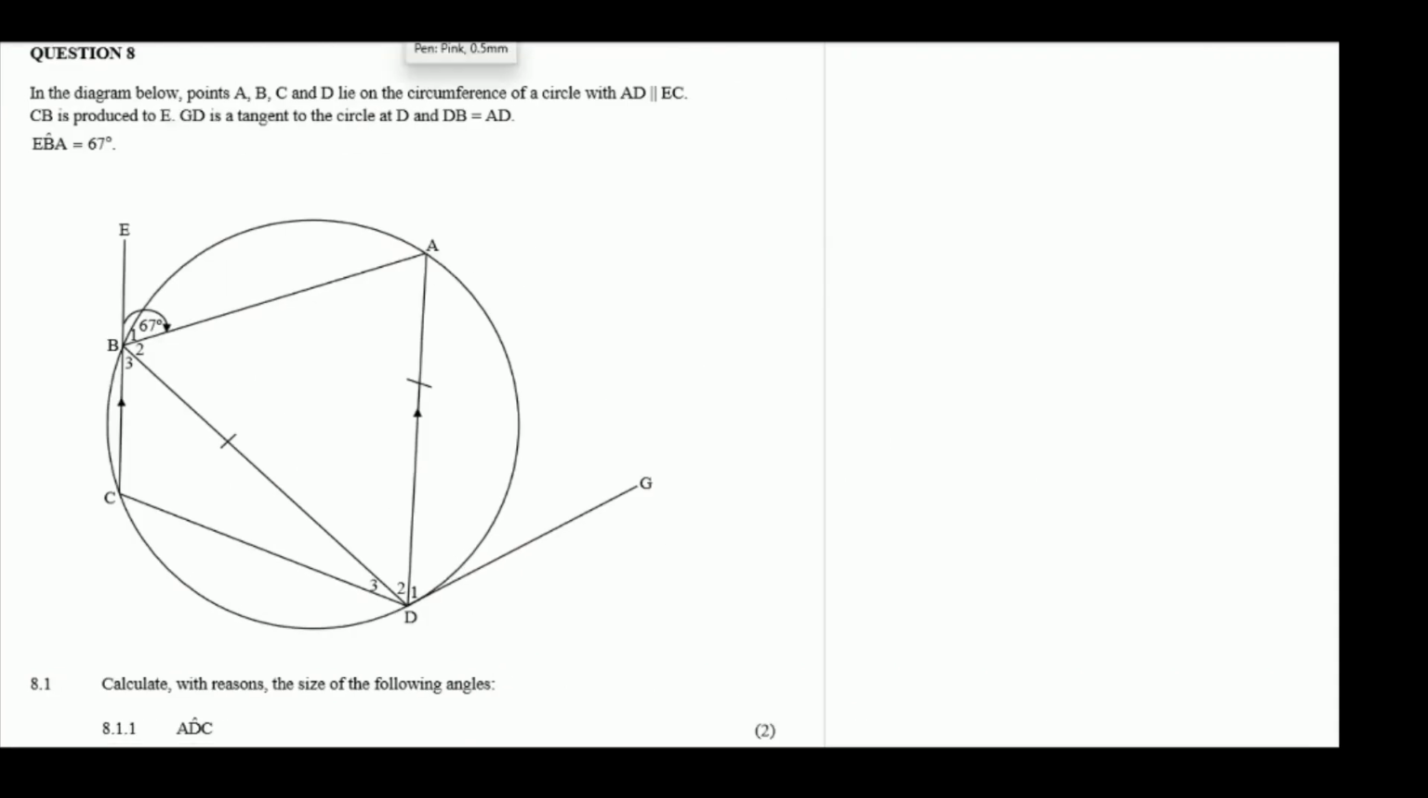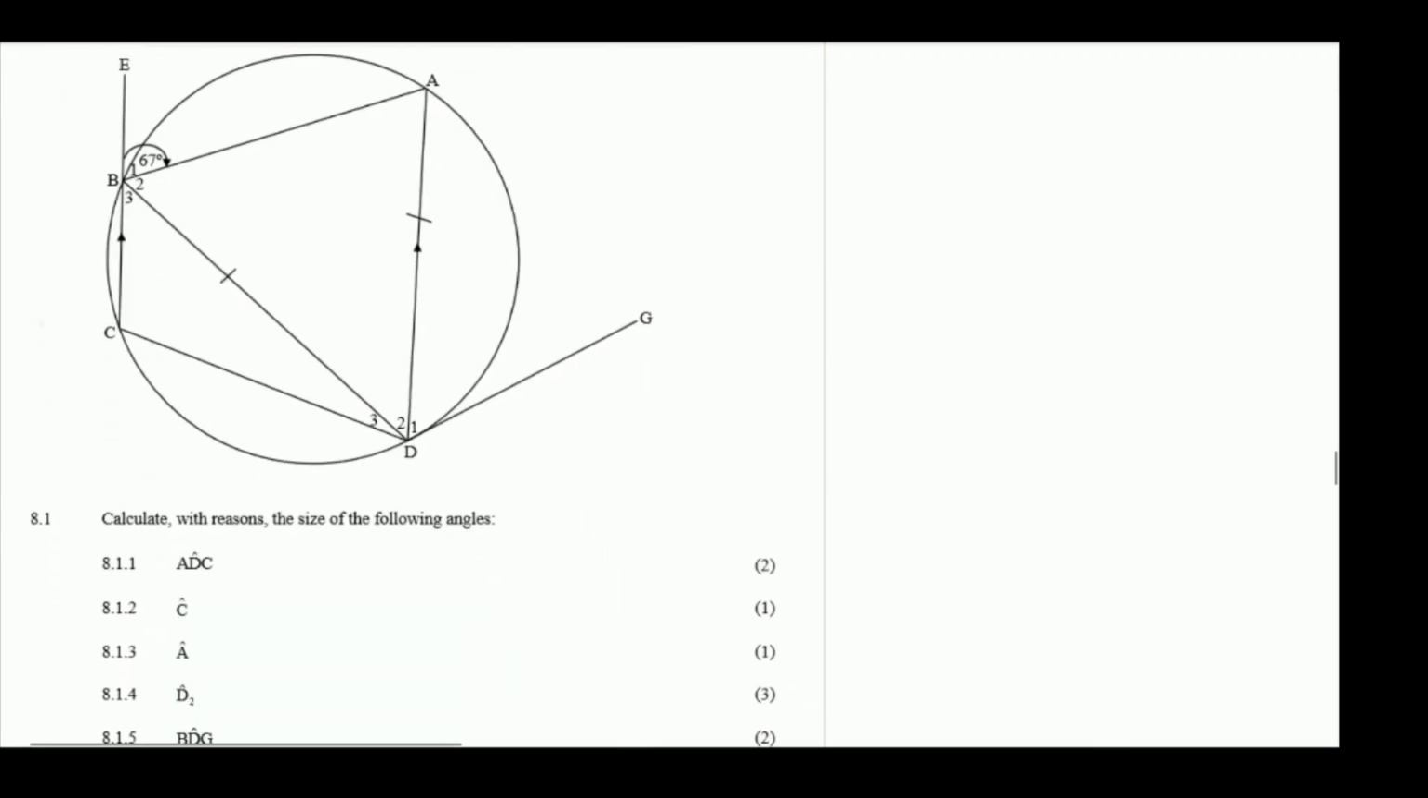So now we're going to do question 8. We are given a diagram below which has 4 points A, B, C, and D, and we are told that AD is parallel to EC, CB is produced to E, and GD is a tangent to the circle at D, and we are told that DB is equal to AD. Also given is an angle EBA equal to 67 degrees. So this is the diagram we're given here, and we are asked to find the size of angles.